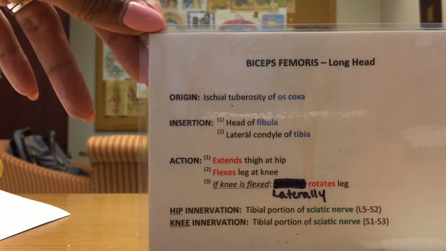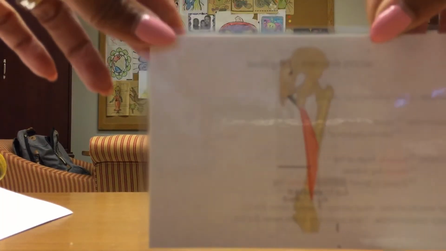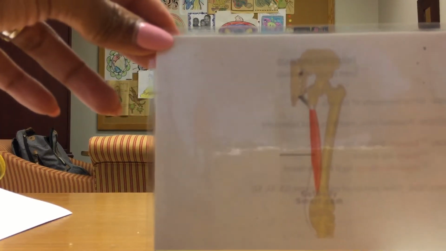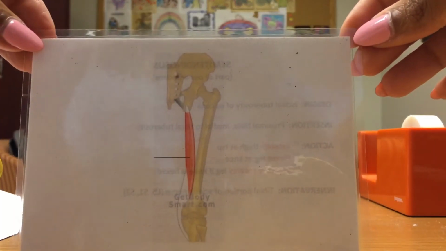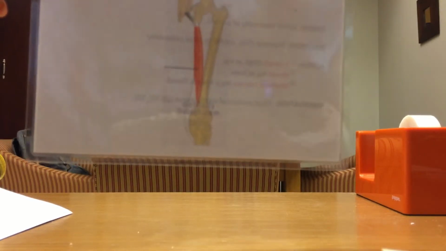And the innervation, it's cool that the innervation is the same for all 3 muscles. So it's the tibial part of the sciatic nerve, L5, S1, S2. So again, this is the long head of the biceps femoris muscle. Okay, now we're going to move on to the next muscle from the hamstring group. This is the semitendinosus. Okay, so this one is right in the middle. You see that? So let's talk about this.